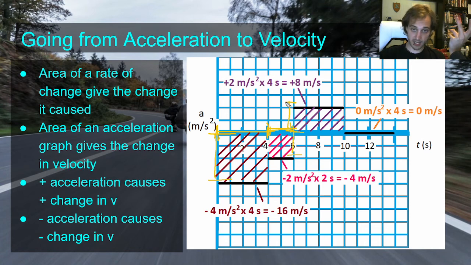This next one's above the line, so we wind up with a positive acceleration. So for this one, we've got a height of 2 and a base of 4, and so our area winds up being +8. For this section, it's on the line, so whatever the velocity was at this point, it would just stay cruising at that velocity for that entire time.